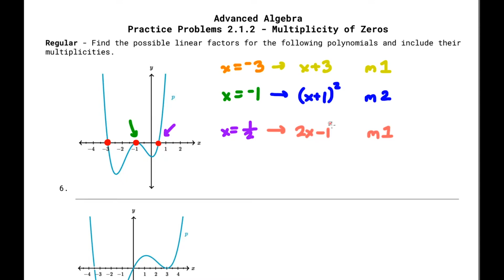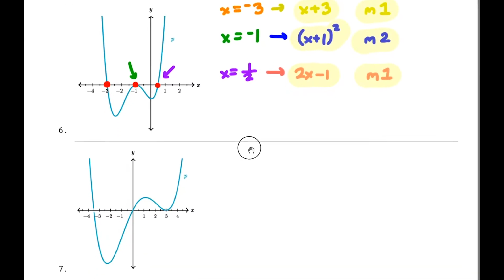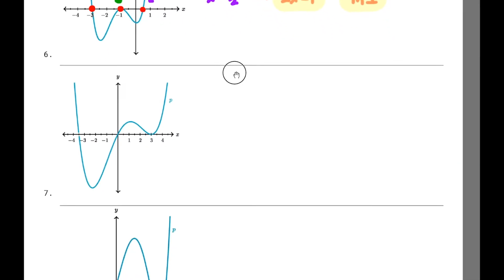So the possible linear factors would be x plus 3, x plus 1. It would be squared though, so it would have a multiplicity of 2, again, because of that bounce there, and then 2x minus 1 because it goes right through it. Okay, so that's going to be our answers for all of these. All right, moving on to number 7 here.